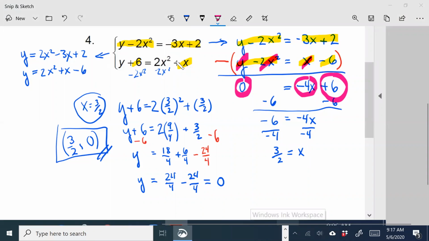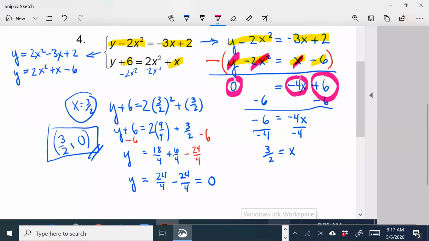And so on that problem, I can change that. So let me go back.